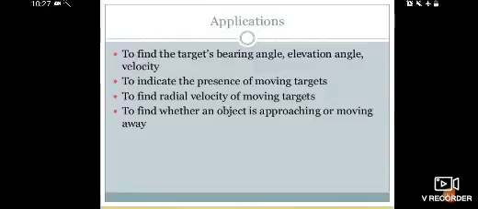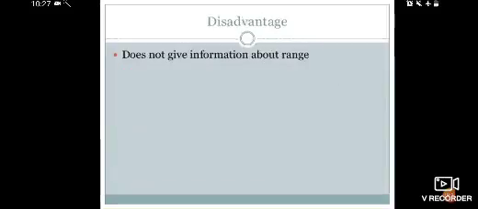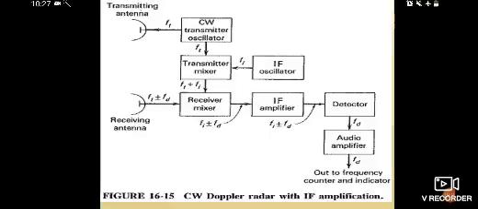And what are the applications of CW radar? It can indicate the presence of moving targets only. We can find out the radial velocity of the moving targets, and we can only say that the object is approaching or moving away from the antenna. Okay, that can be seen with this application. And the main disadvantage is that it does not give any information about the range of the target.